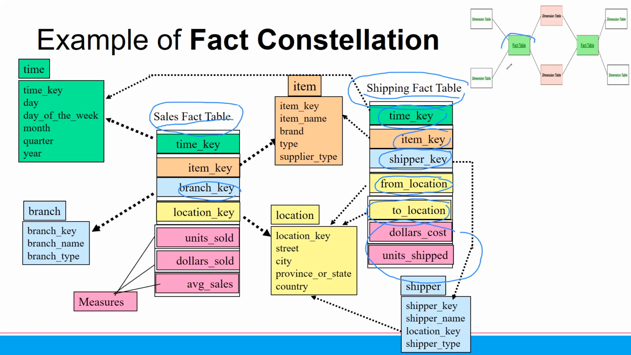So we have fact tables and dimensional tables, and those dimensional tables are surrounding the fact tables. So we call this the fact constellation, because we have more than one fact, and we need to constellate between those data.